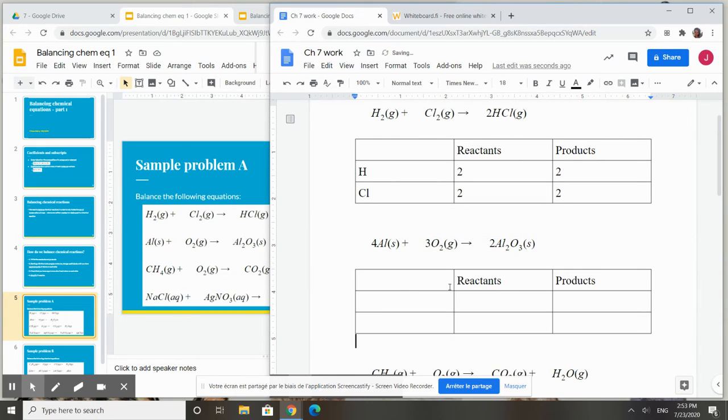So then I can just make a table just to make sure that I did this correctly. So I've got 4 aluminum on my left. 2 times 2 is 4 aluminums on the right.